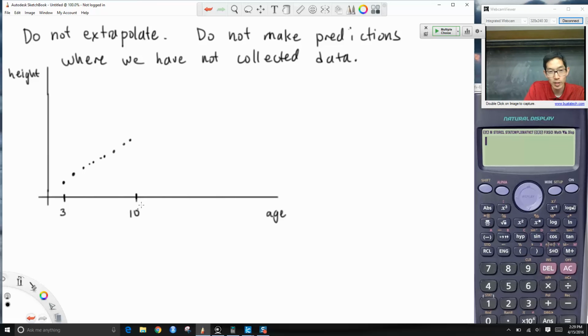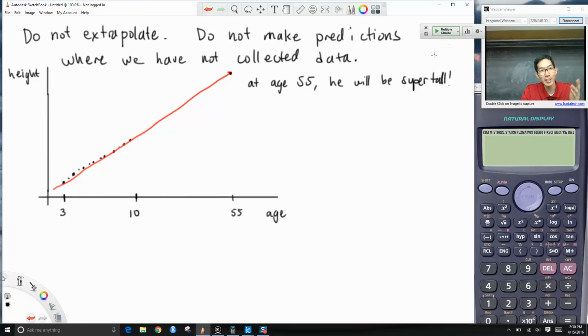And so by the time he's 10 years old, you see a very strong linear relationship between age and height, okay? So you have a strong linear relationship, and you say, oh, well, I can fit a linear regression model. And based on this, by the time he's 55, he'll be 22 feet tall or something like that, right? Okay, so at age 55 he will be super tall. Okay, and we know that's silly, right?